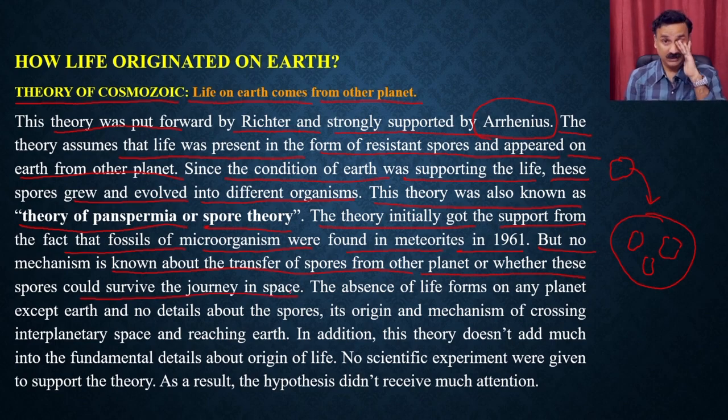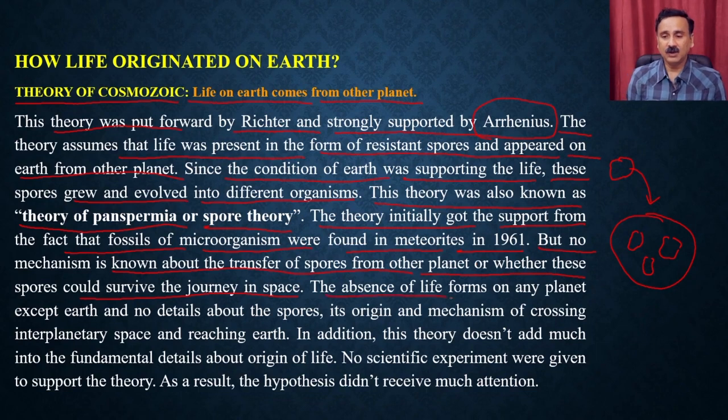You know that space actually has very non-living, non-life-supporting conditions. So if that is the case, how were these spores viable while traveling from another planet to the Earth? And the absence of life forms on any other planet except Earth is not giving any detail about the spores, their origin, and the mechanism of crossing interplanetary space and reaching the Earth.